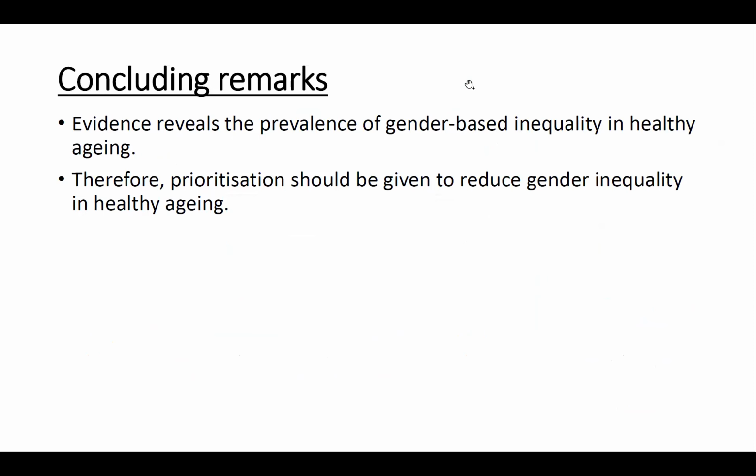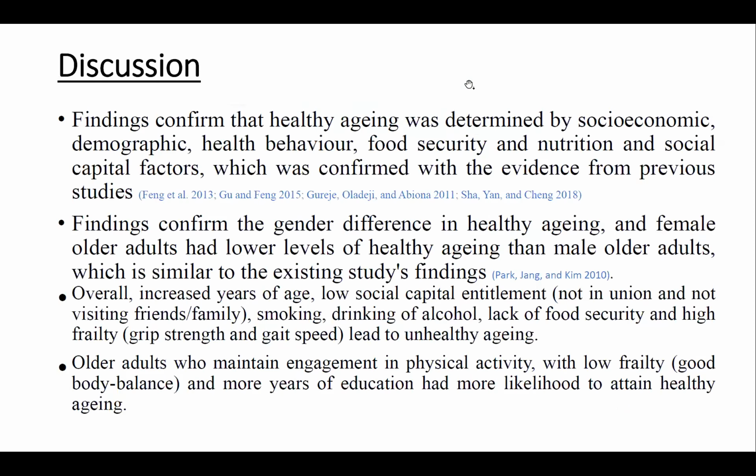Okay, discussion. We found that health status, healthy aging, was determined by a set of socio-economic, demographic, health behavior, food security and nutrition related factors, which was consistent with previous studies. We also find that there is a gender gap in healthy aging between male and female. We found that increased years of age, low social capital, smoking, drinking of alcohol, and lack of food security were health risk predictors, and engagement in physical activity, low frailty, and more years of education were positively associated with healthy aging.